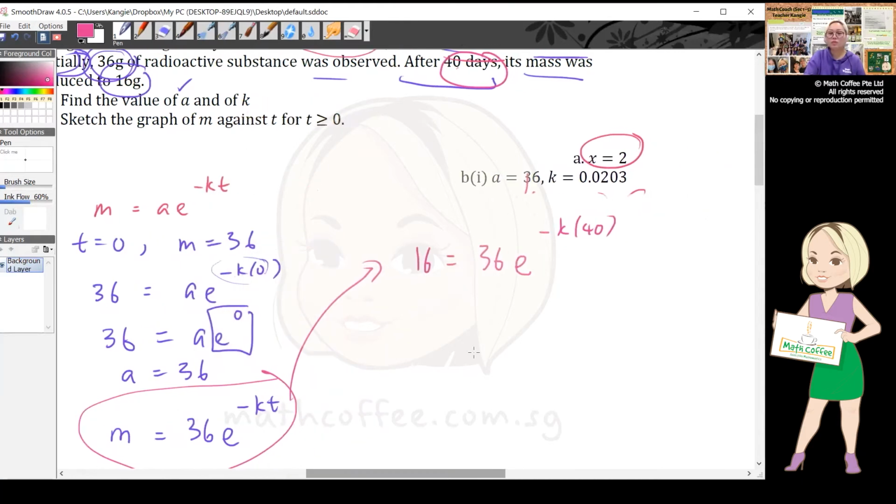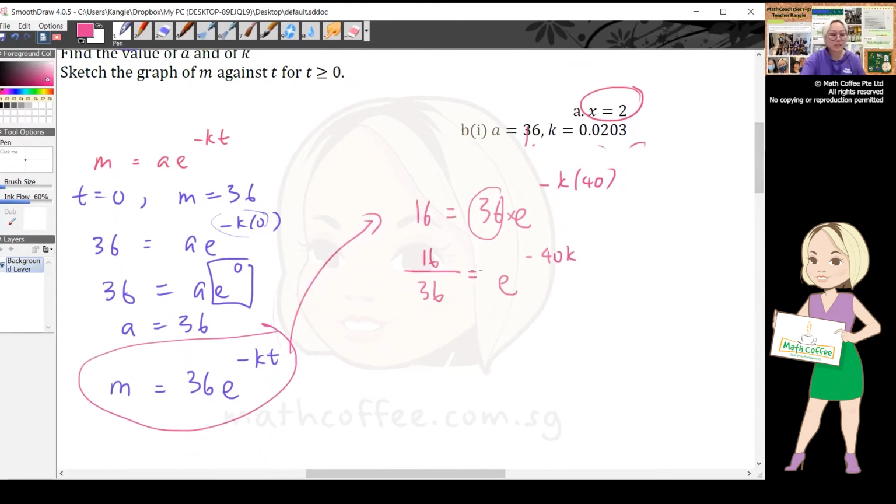Okay, a lot of students don't know how to deal with this 36 times this thing. So the trick is, I'm going to bring the 36 over to the other side. Because this is 36 multiply, so when you multiply, you bring it to the other side, it's divide. So it becomes 16 over 36 equals e^(-40k). Actually, this 16 over 36 can be reduced to the lowest term. It will become 4 over 9. So I get 4 over 9 equals e^(-40k).